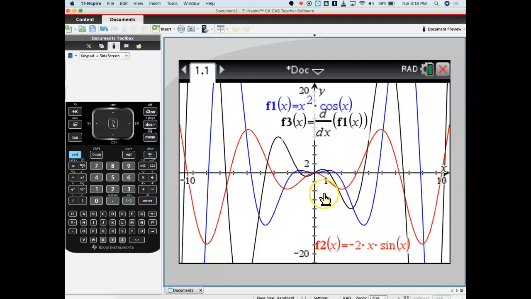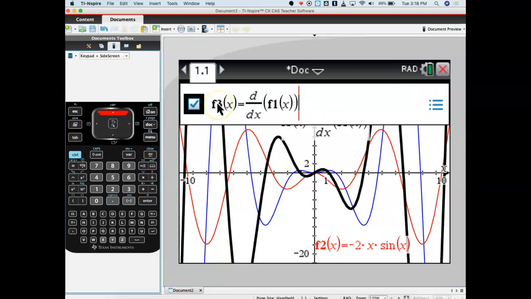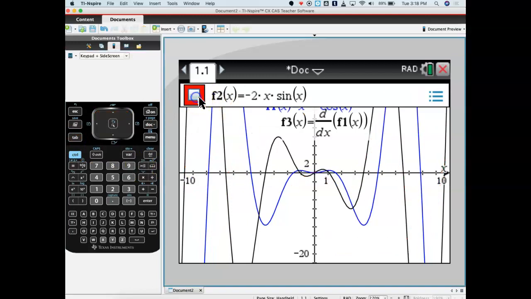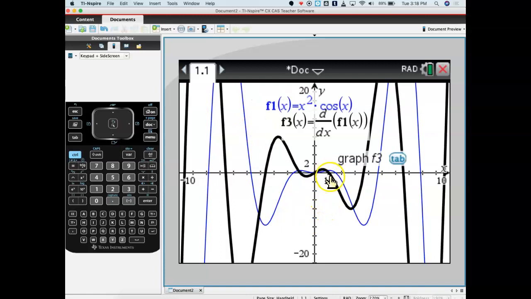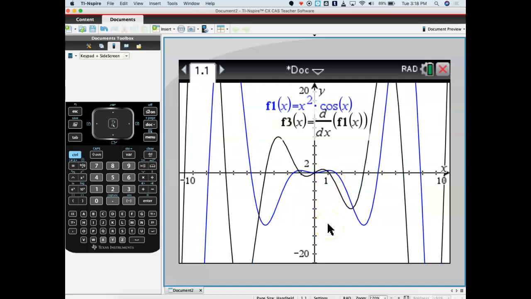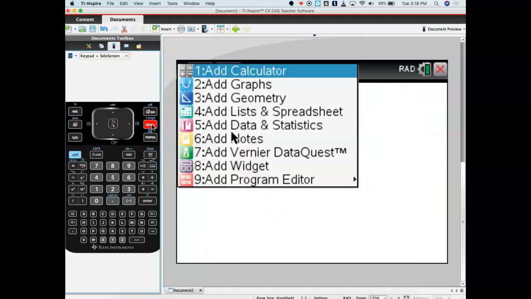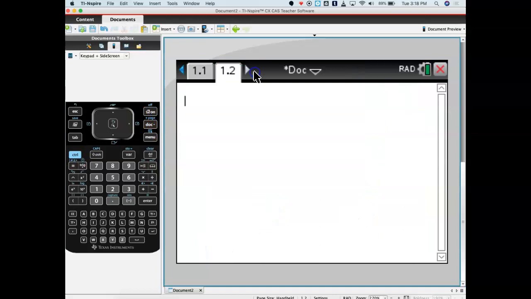And that's where I can see, if I came back here, let's turn that guy off, my flats now track. So the black one is there. It's not what it is. So good thing we have a CAS calculator here. I'm going to add a page. I'm going to add a calculator page.